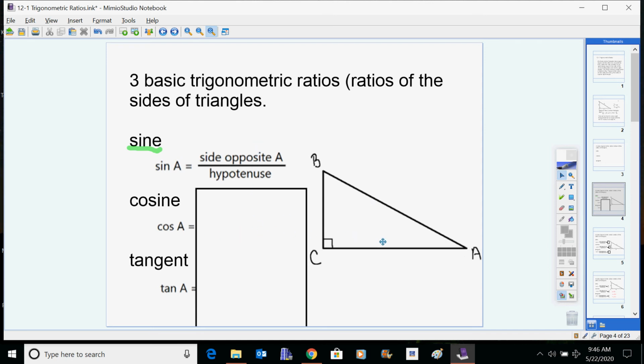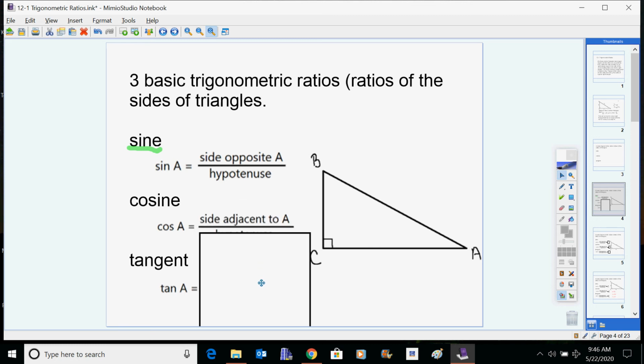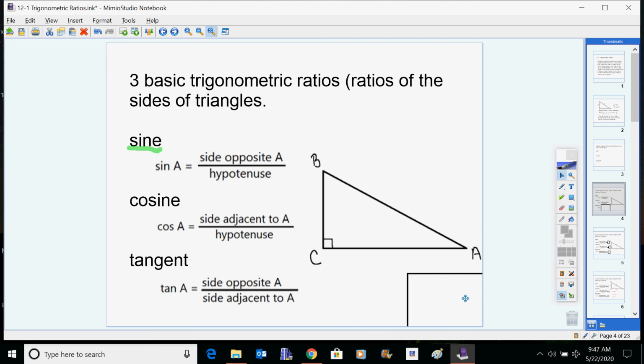The cosine is defined as the side adjacent to A divided by the hypotenuse. The adjacent side is the one that makes up the angle A but is not the hypotenuse, if that makes sense. So we have three sides. We have an opposite side, we have an adjacent side, and we have a hypotenuse. And the tangent is defined as the side opposite divided by the side adjacent.